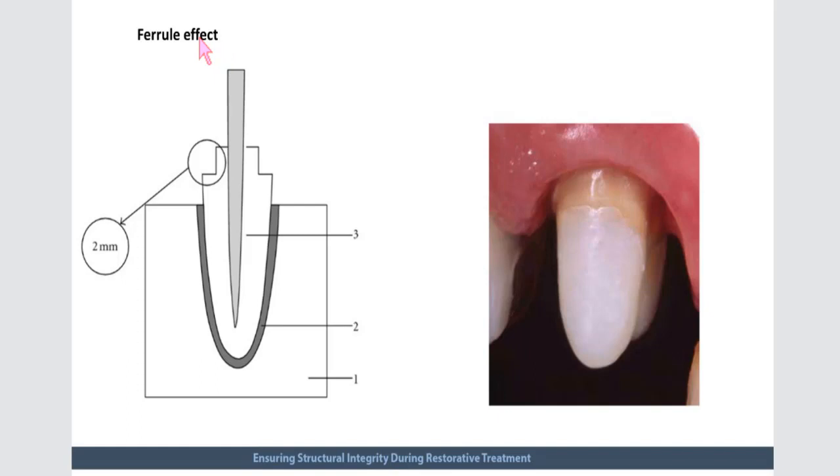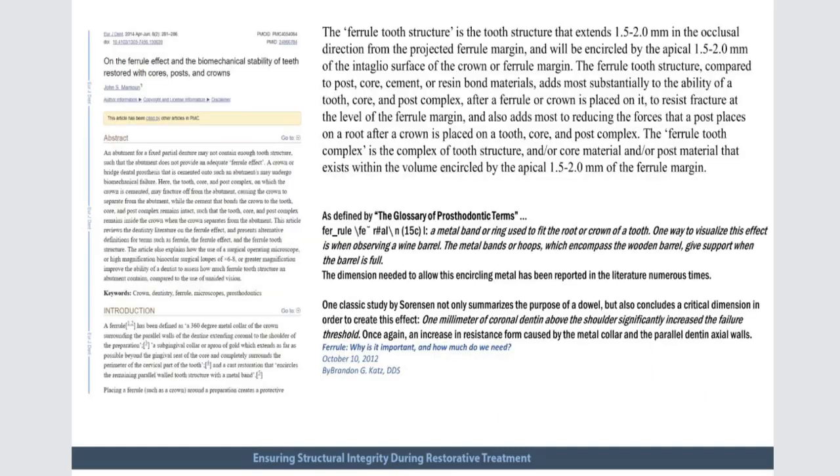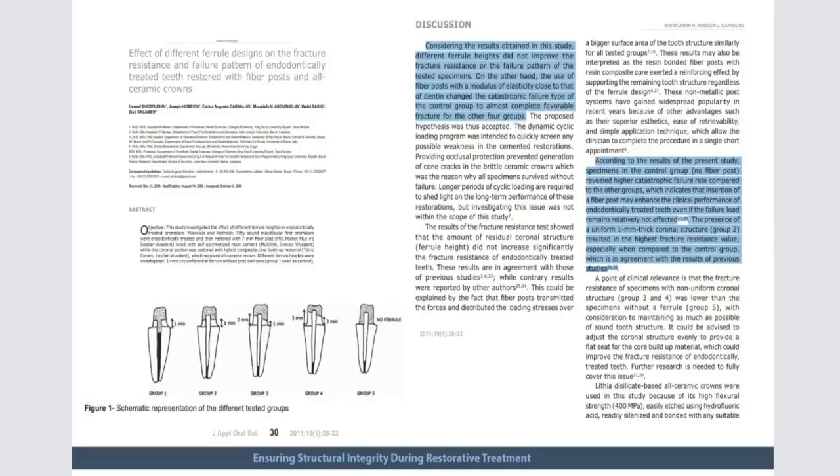An important thing to keep in mind: the ferrule effect. This is, I think, the most important thing when you are performing a core buildup. Be sure that you have at least 1-2 millimeter of tooth structure above the gingiva. And be sure that the thickness of the remnant tooth structure is at least 1 millimeter. This is a well-known thing, so be sure that you have at least 1.5 up to 2 millimeter in the occlusal direction, and you'll have around 1.5 millimeter thickness.